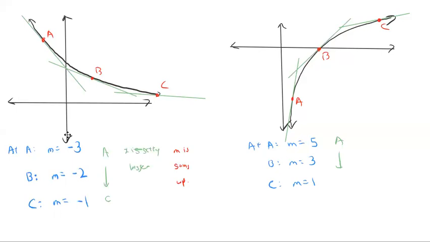X is getting bigger. And when we take the derivative, we're always assuming that we're increasing X, right? We're always increasing the variable that we're deriving with respect to. And look at what happens to M. You're going from 5 to 3 to 1. What's happening to M? It decreases? Yeah, it's getting smaller.